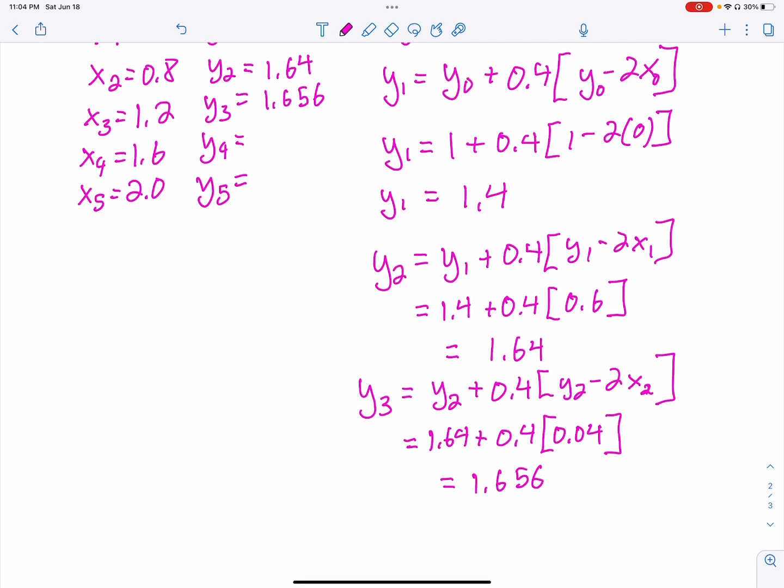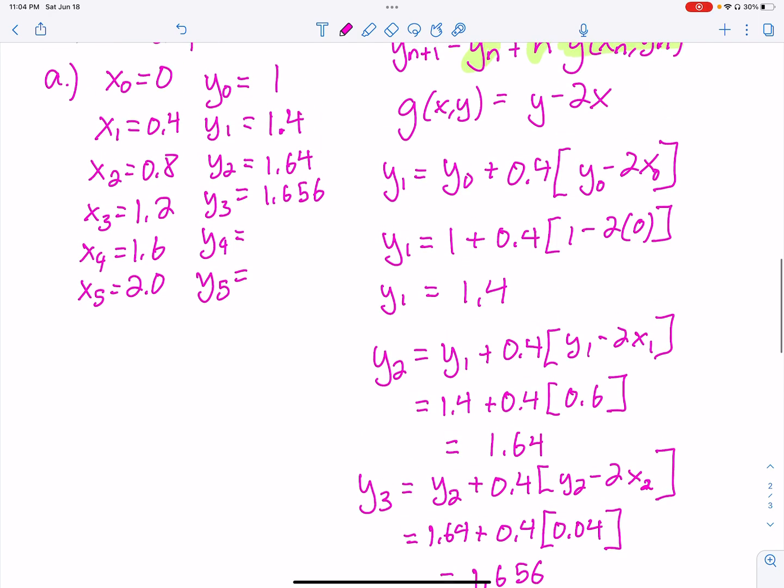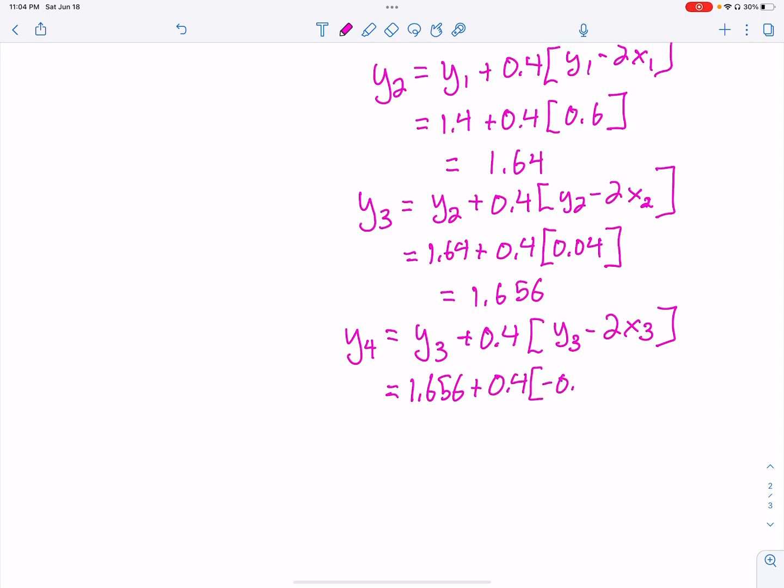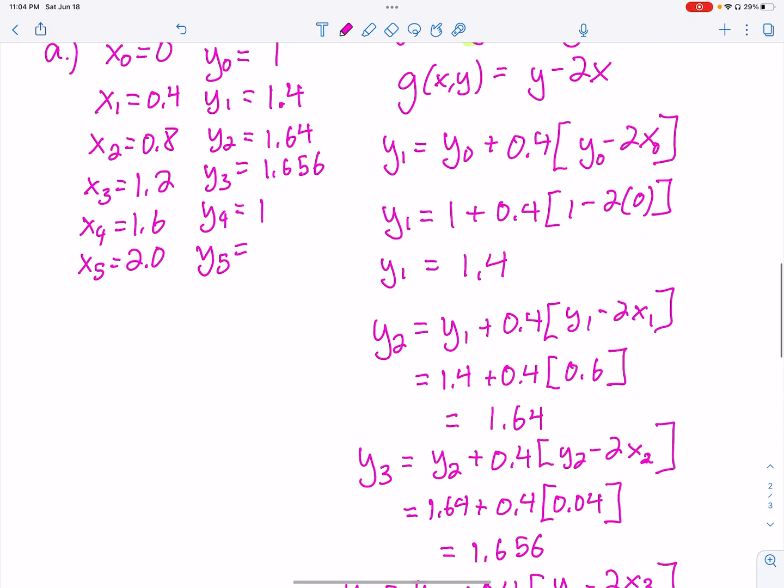So as you can imagine, the further we get away from x being 0 and y being 1 using this, our approximations are going to get worse. The closer we are, the smaller our step size, the better the approximation. So we just keep going this way. Y sub 4 is y sub 3 plus our step size times the derivative, which is going to be y sub 3 minus 2x sub 3. We plug in all these values. I got 1.656 plus 0.4 times negative 0.744, which gives 1.3584. All right, and then we have one more.